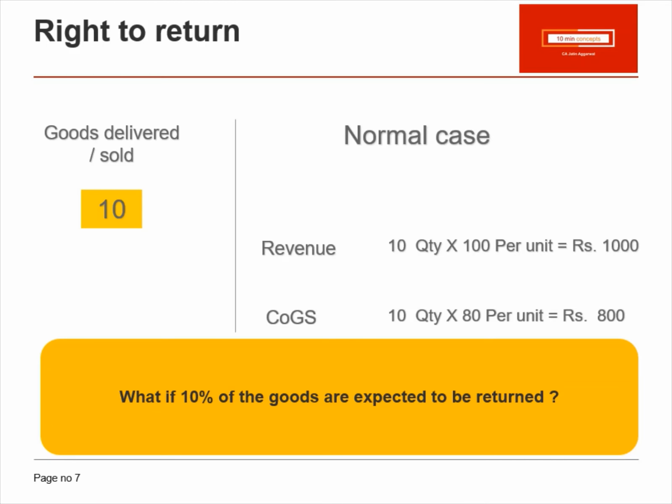Now, let's assume that 10% of the goods are expected to be returned. How should we account for this transaction? Before we jump onto the accounting, I would like you to take a pause for a moment and notice what will happen when goods are actually returned by the customer.